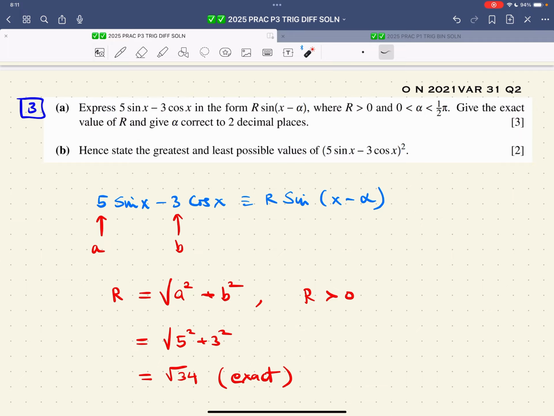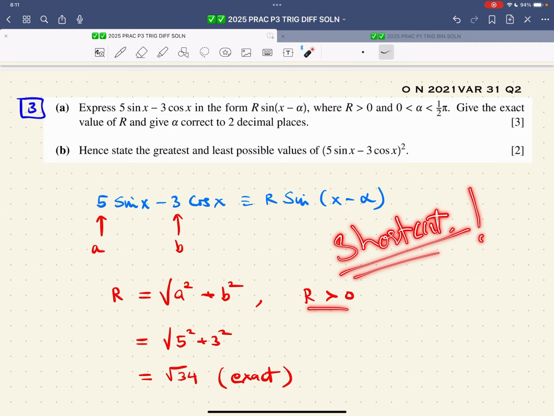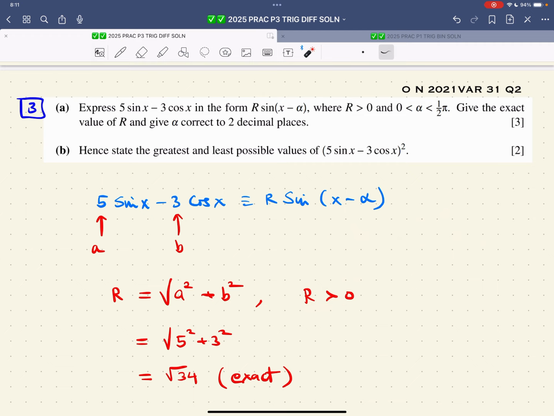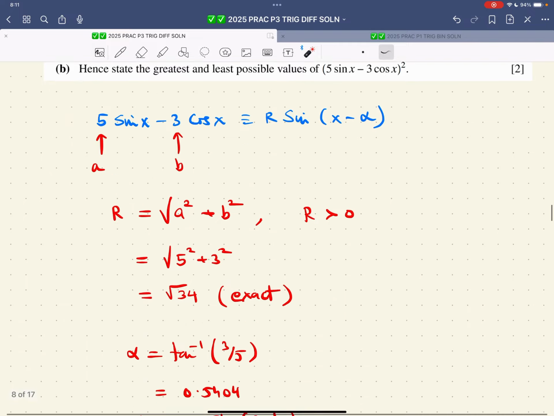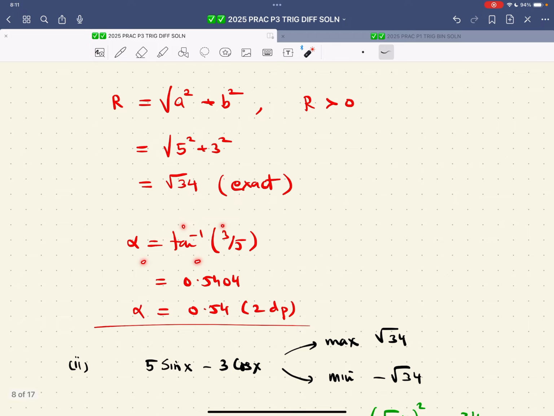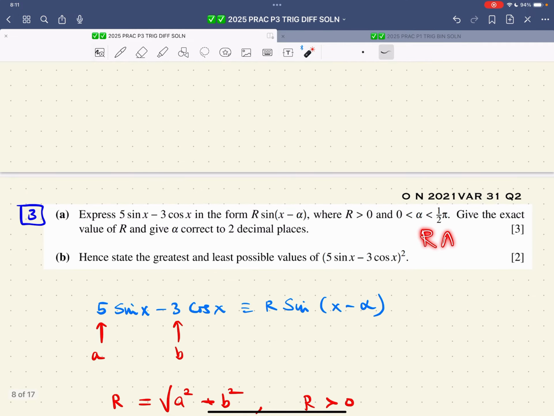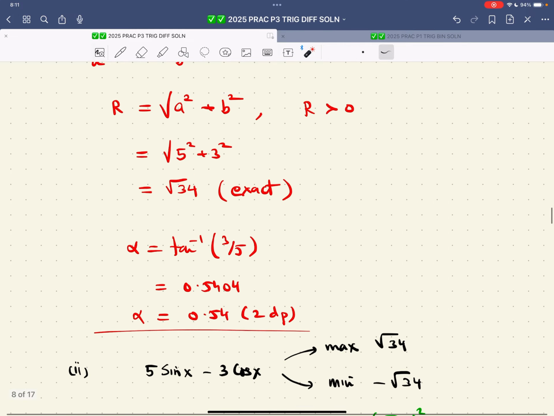5 sine x minus 3 cos x, start with sine, convert to sine. This is a, this is b, that is the shortcut that I teach. R is a square plus b square under root. Whenever possible, without compromising on the quality, on the concept, if shortcuts are applicable, I would teach that. So r comes out to be root 34, that is exact. Alpha is tan inverse of 3 over 5, that comes out to be this much. It's in radians, so make sure your calculator is in the radian mode.